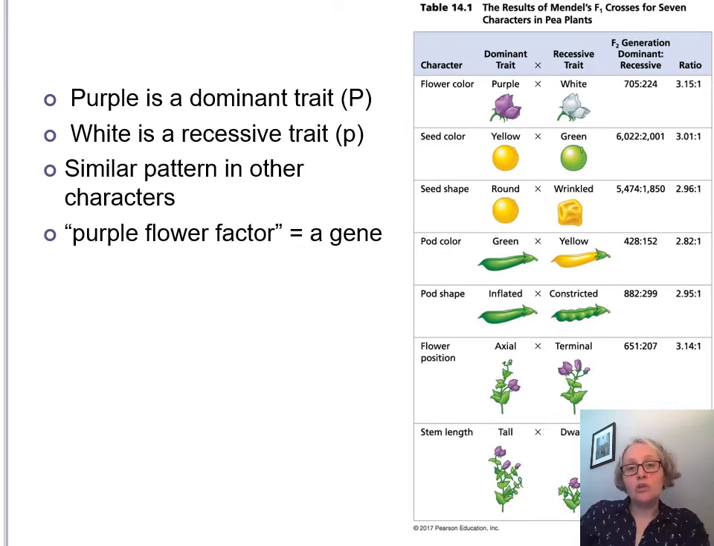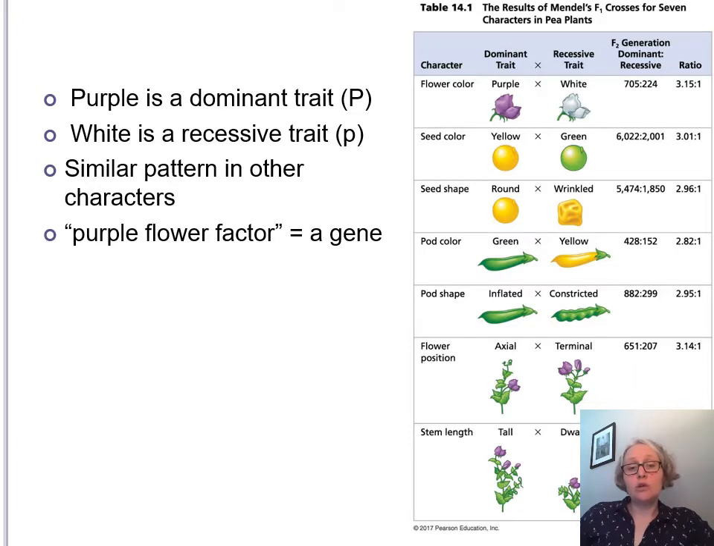By convention, we use a single letter to talk about a trait. So in this case, he's talking about flower color. So we're going to use a single letter to talk about flower color. Note that we're using the uppercase letter P because it's dominant. White is a recessive trait. We're using a lowercase letter to represent it. Notice that we're still sticking with the letter P because we chose to use the letter P for this entire trait.